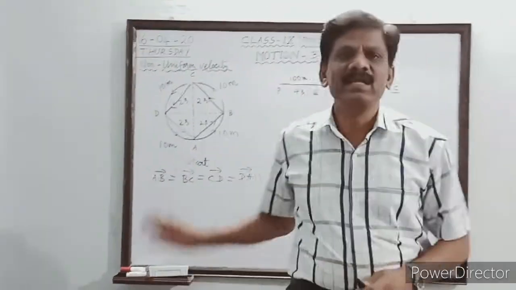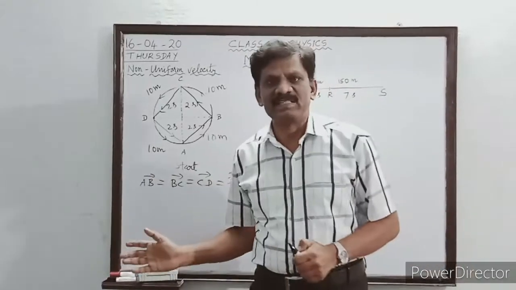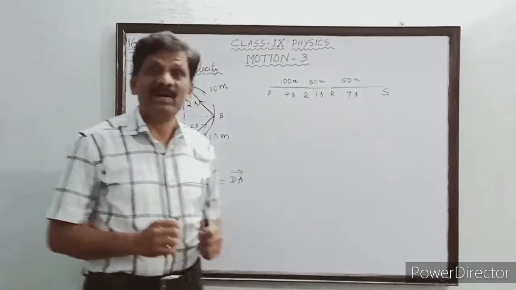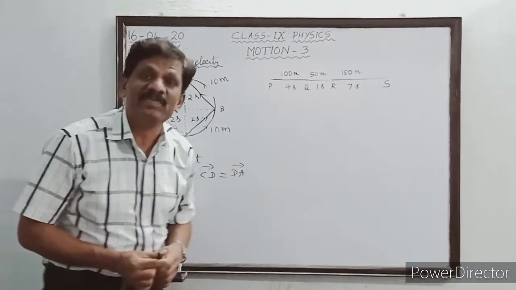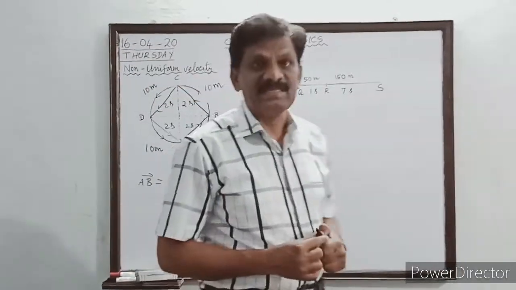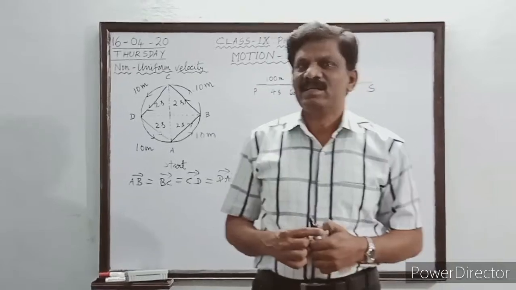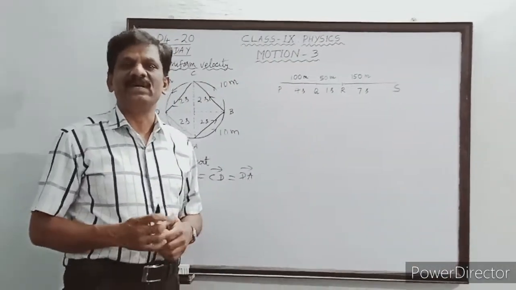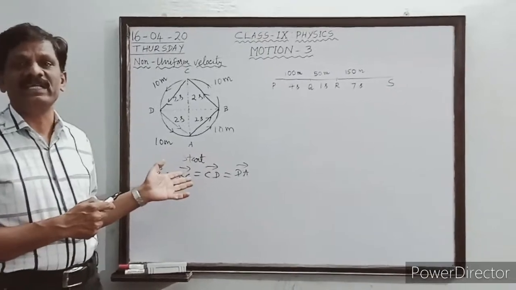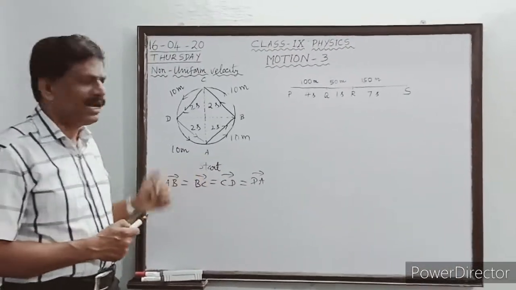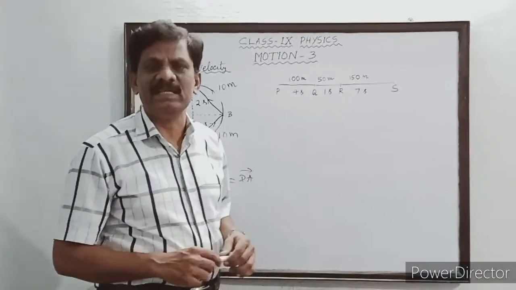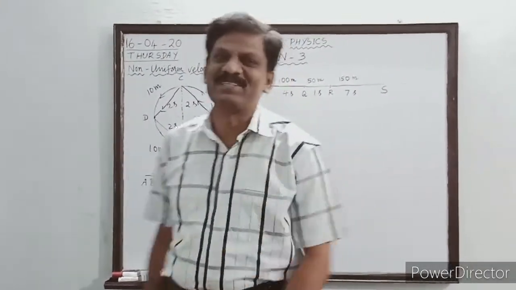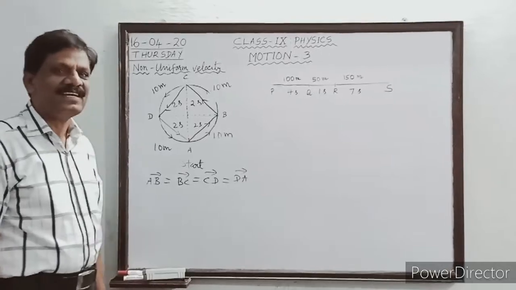Good. The body has covered equal displacements in equal intervals of time. So, is it uniform or non-uniform velocity? Yes, it is non-uniform velocity. But some may mistake this to be uniform velocity because equal displacements are covered in equal intervals of time. But still, how can it be a non-uniform velocity? Yes, that's good. It is because the direction of motion is changing. The direction of motion is changing.